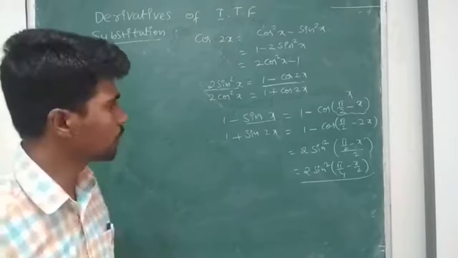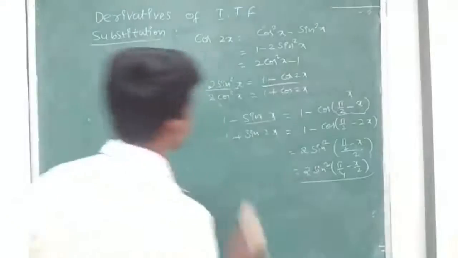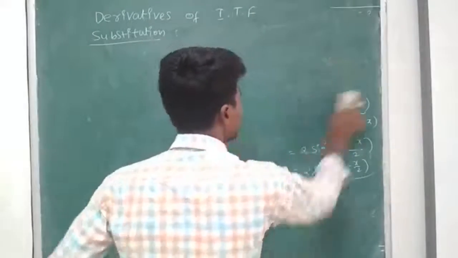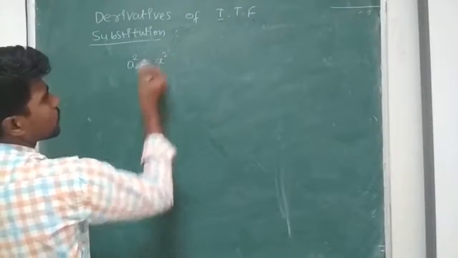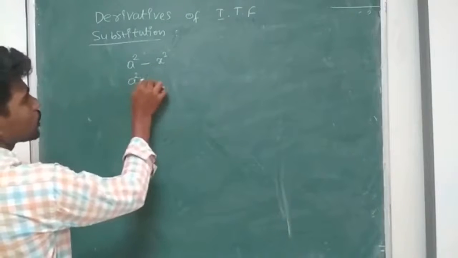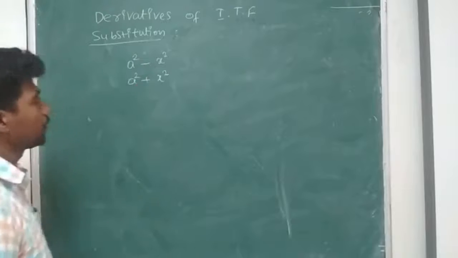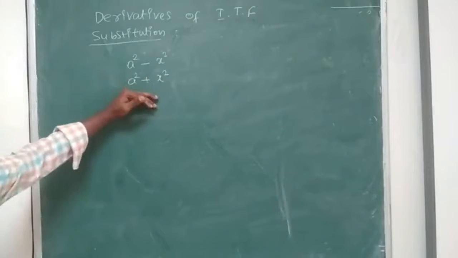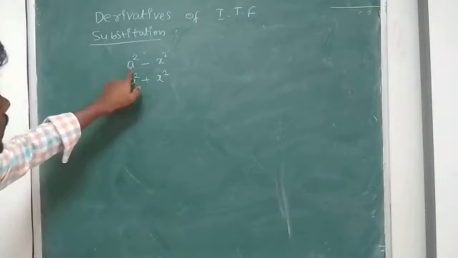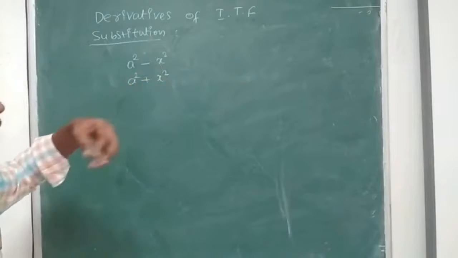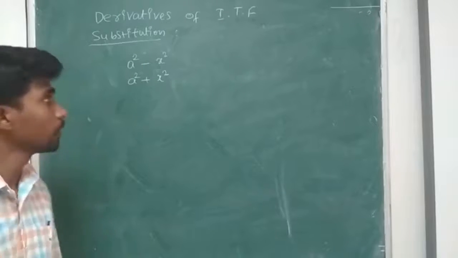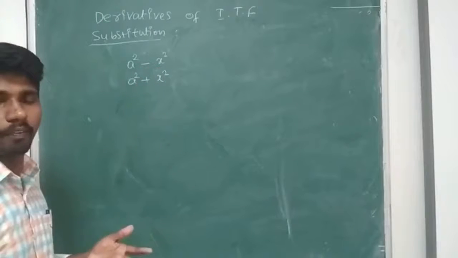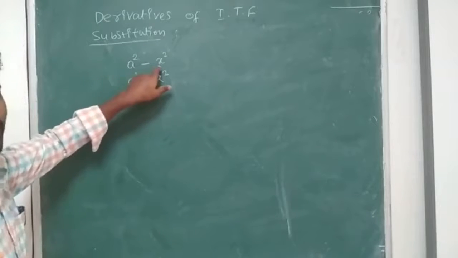Now one more conversion we have with the help of identities. In particular, if you see a square minus x square or a square plus x square, what do we have to do? For a square minus x square, we have a relation: I can write sin square x as 1 minus cos square x. So if I am able to write this in that particular form, I can simplify it.